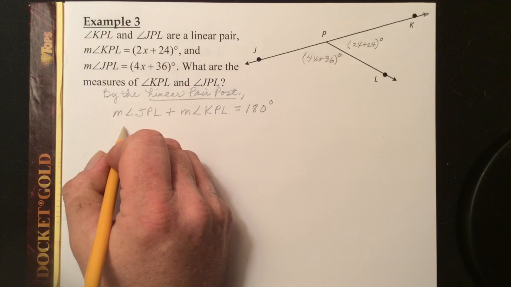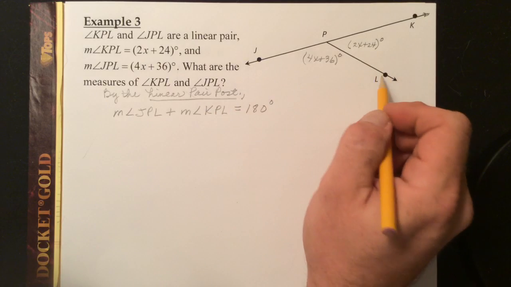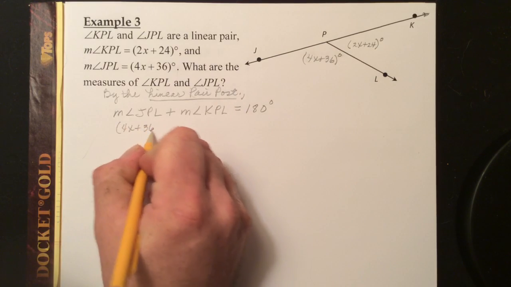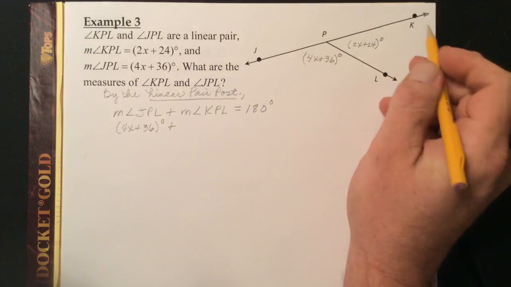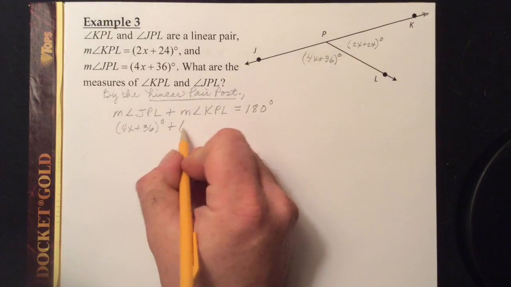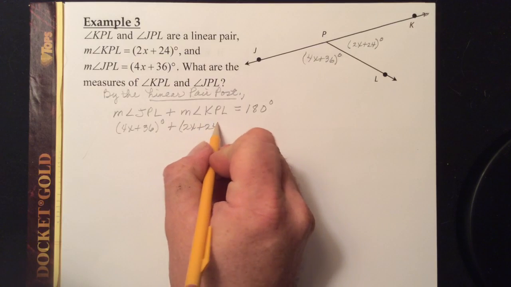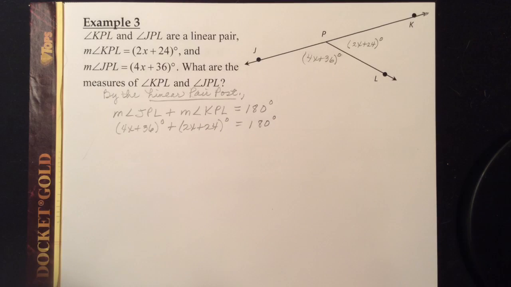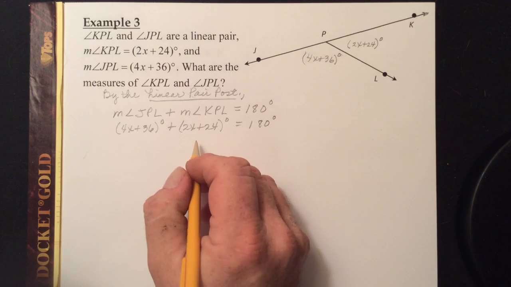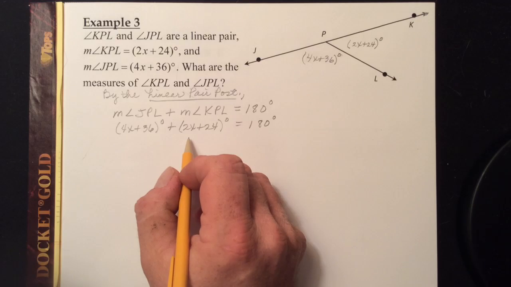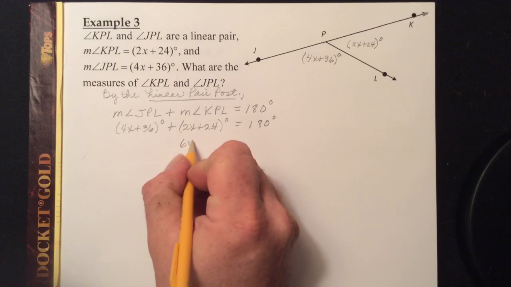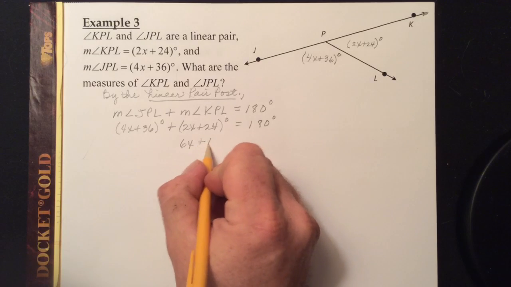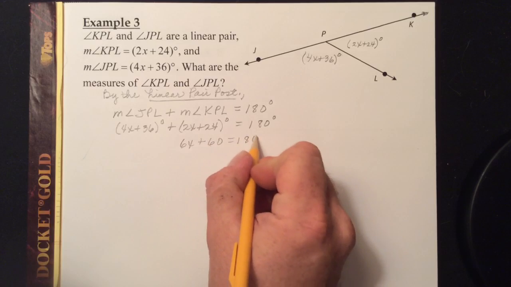Okay, so the measure of angle JPL was 4x plus 36 degrees, plus the measure of angle KPL was 2x plus 24 degrees equals 180 degrees. Now we have an equation. Drop the parentheses. Combine like terms on the left side of the equation. 4x plus 2x is 6x. Plus 36 plus 24 is plus 60 equals 180.